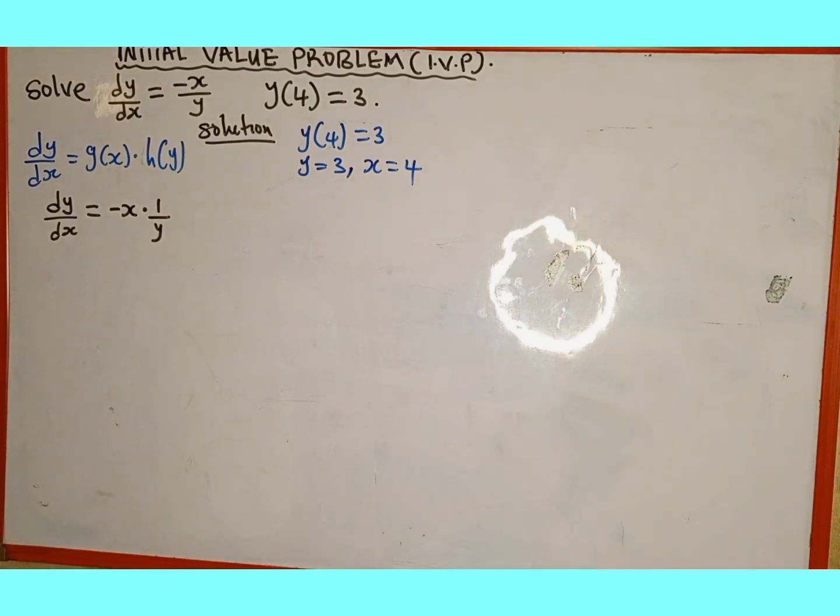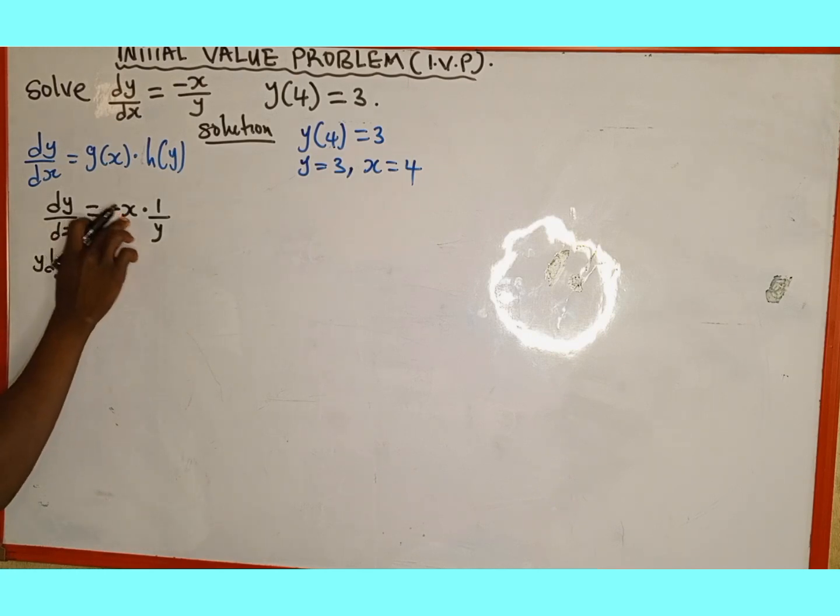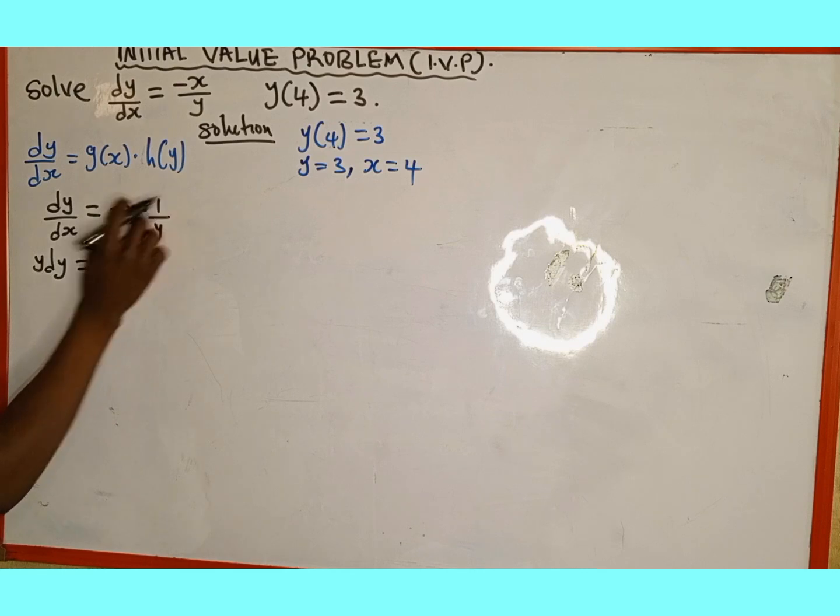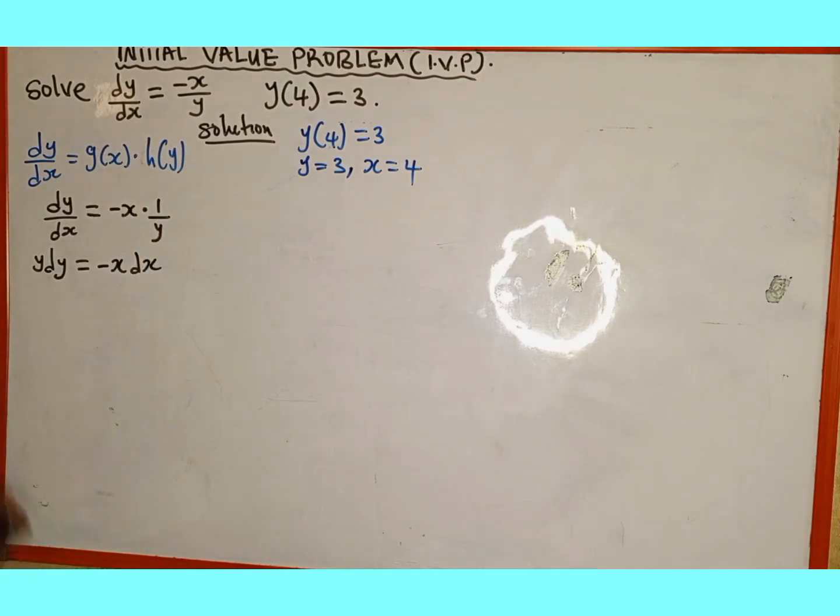Having done this, the next thing we are going to do is to cross multiply. We connect y with dy, then x with dx. So we're going to have y multiplied by dy, which is y dy, equal to minus x multiplied by 1, which gives us minus x dx. You notice that y is in terms of dy, and x is in terms of dx. So the next thing is to integrate both sides of this equation.